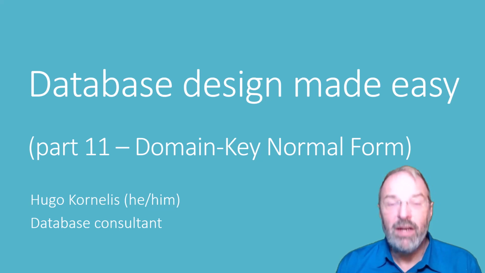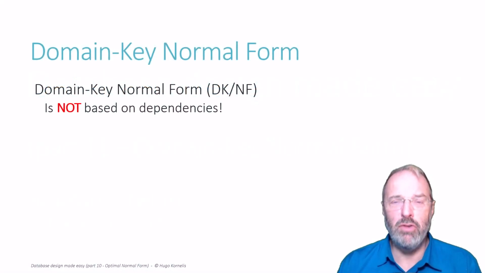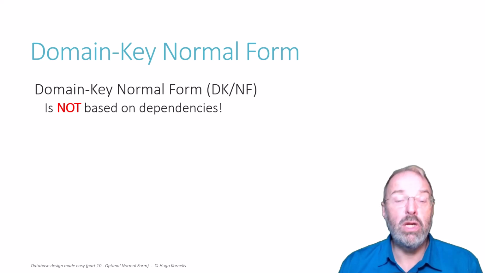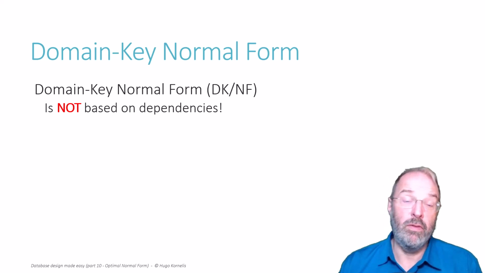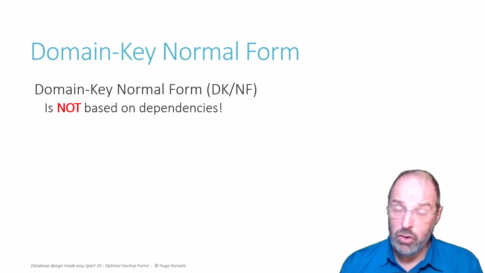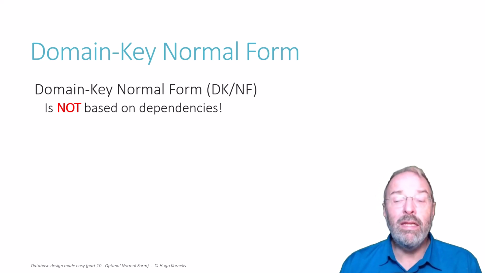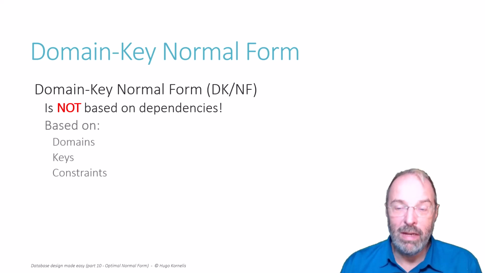It is time for the final part of this series, part 11, where I will talk about domain key normal form. And domain key normal form is a bit of an odd one out in the world of normalization, because where all other normal forms are defined based on dependencies, functional dependencies, multi-value dependencies, join dependencies, domain key normal form has a completely different definition, and that definition is based on domains, keys, and constraints.